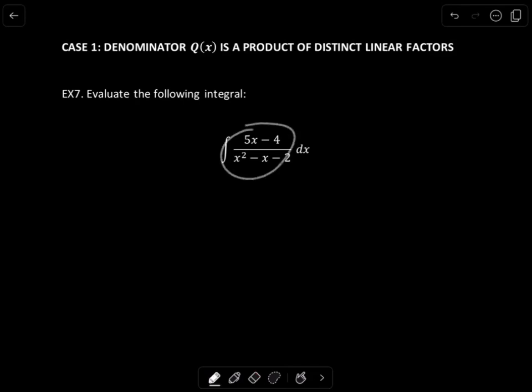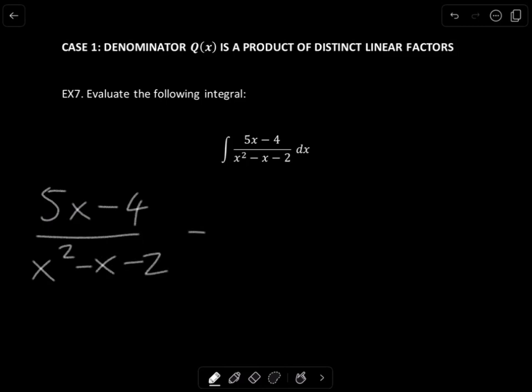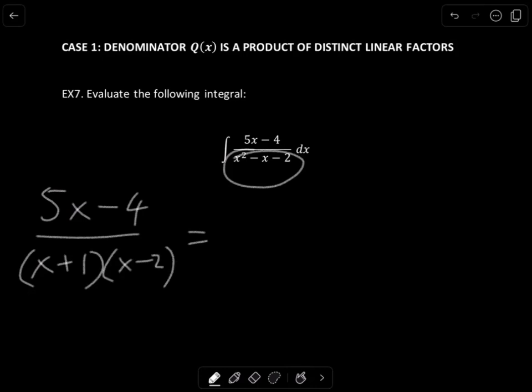So let's just ignore it's an integral for now. We are going to say 5x minus 4 over x squared minus x minus 2. The first thing to do is we need to factorize that denominator fully. So factorize x squared minus x minus 2. You will find that its factors are x plus 1 into x minus 2. Have we factorized it fully? Yes, we have. Great.